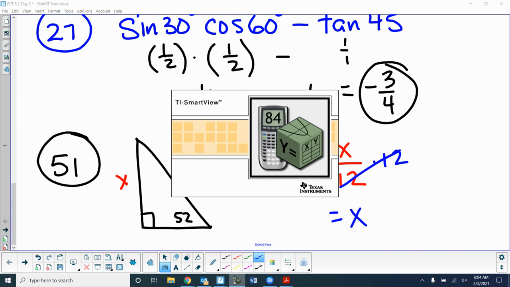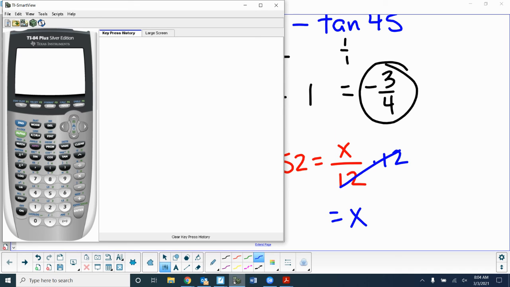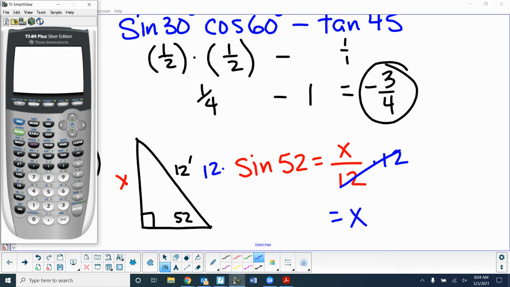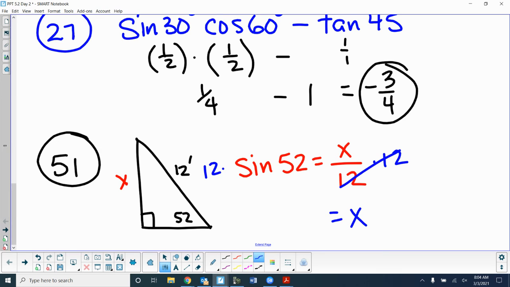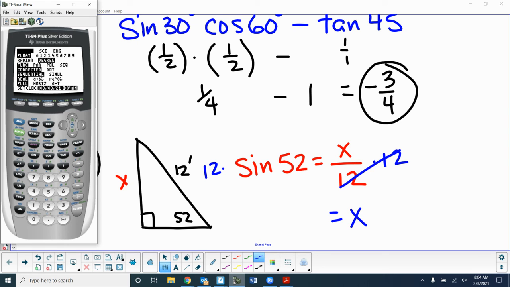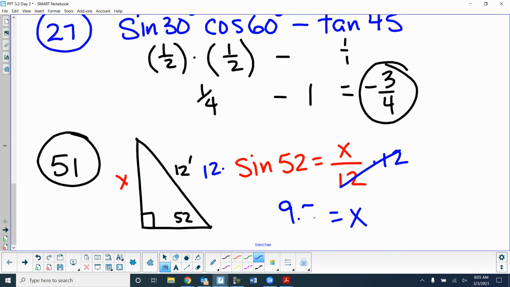Now, you gotta make sure your calculator's in what mode? Degree mode, right? Sometimes it'll get out of the right mode, so just check it. Mine's still in degree mode, okay? So I just go 12 sine 52, close it up. So it's 9.45, so we'll just make it 9.5 feet.